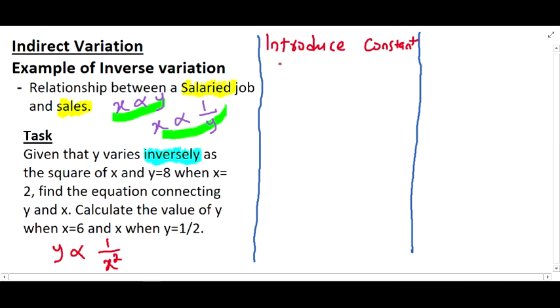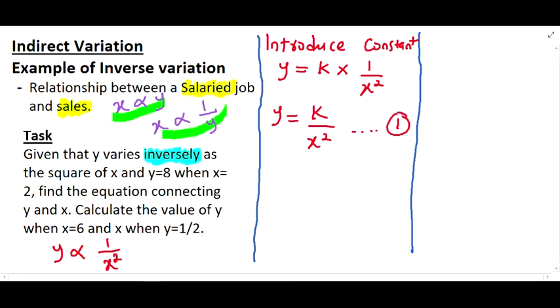So here we'll be having that y is equal to k multiplied by 1 over x squared. And now y is equal to k times 1, which is just k, over x squared. And this is our general equation. Work with this throughout in the course of solving this particular question.